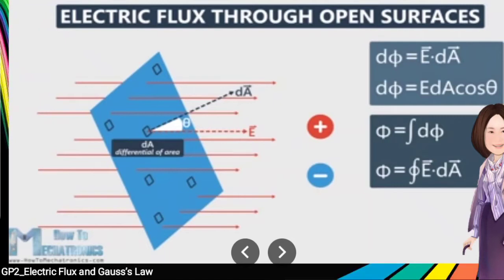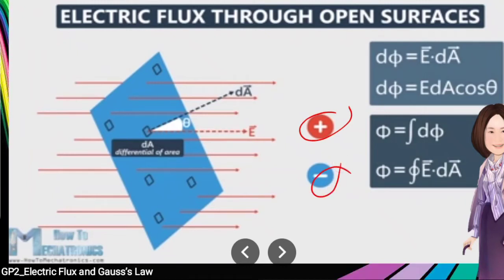The electric flux that passes through the small area dA, also called a differential of flux, dΦ, is defined as a dot product of the magnitude of the electric field E and the magnitude of the vector area dA times the cosine of the angle between those two vectors, theta. The total flux is going to be the integral of dΦ, or the integral over the entire area of E dot dA. It is a scalar quantity, and the end result can be positive or negative.